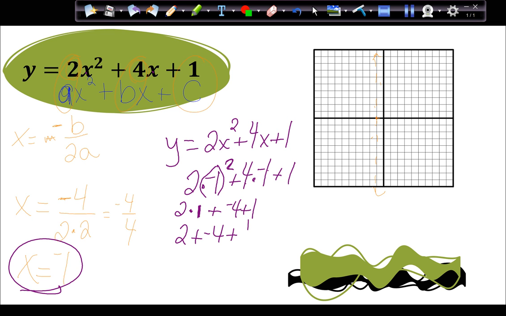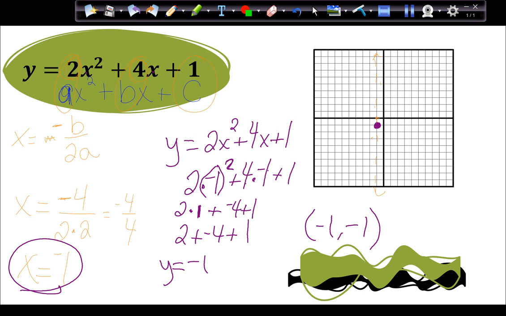And I would say most of you could be doing all of this mentally. So 2, that's negative 2 plus 1 is negative 1. And that would be my y value. So I have an x value and a y value, which now means I have an ordered pair, negative 1, negative 1. So negative 1, negative 1 is my vertex.